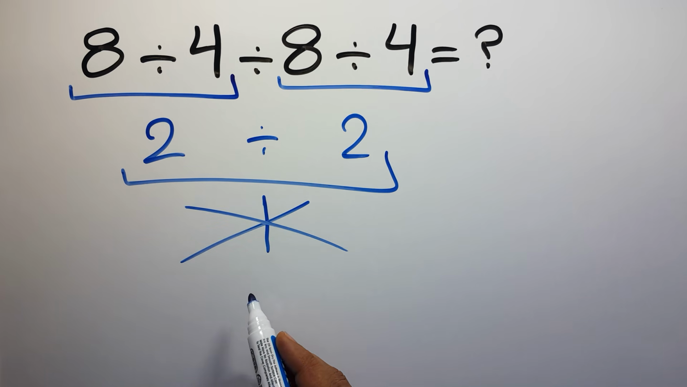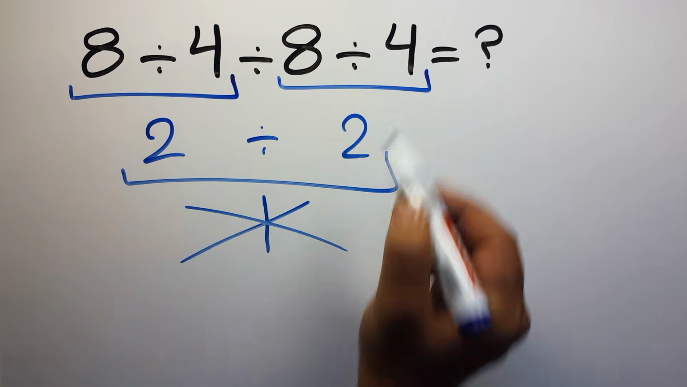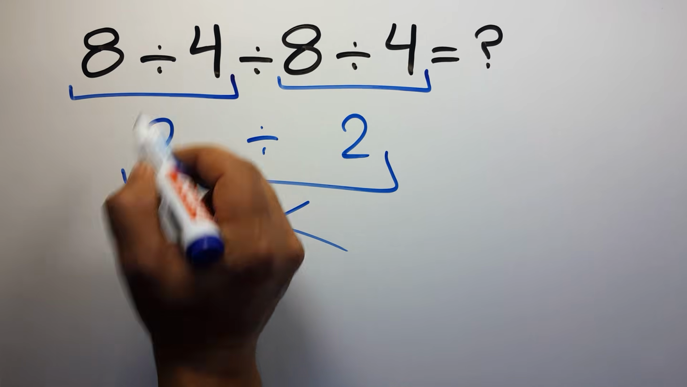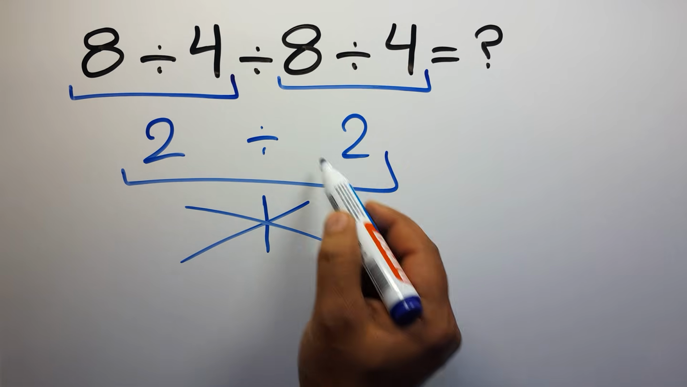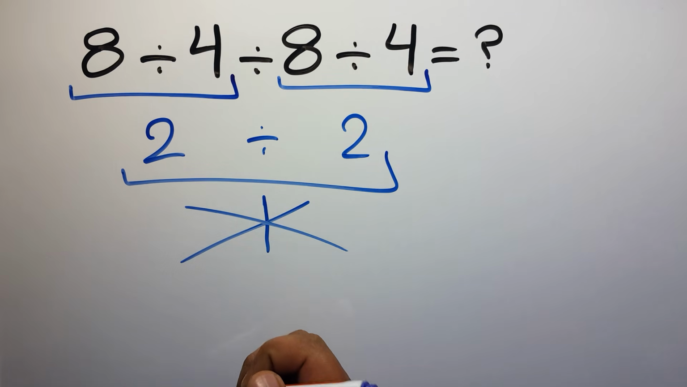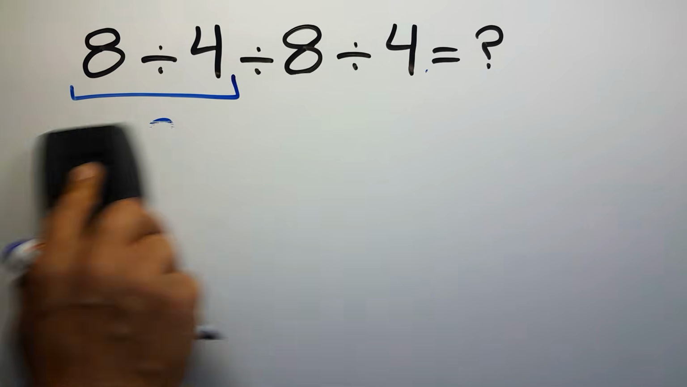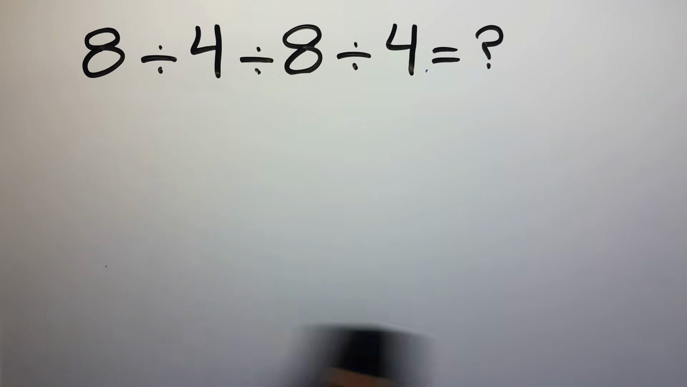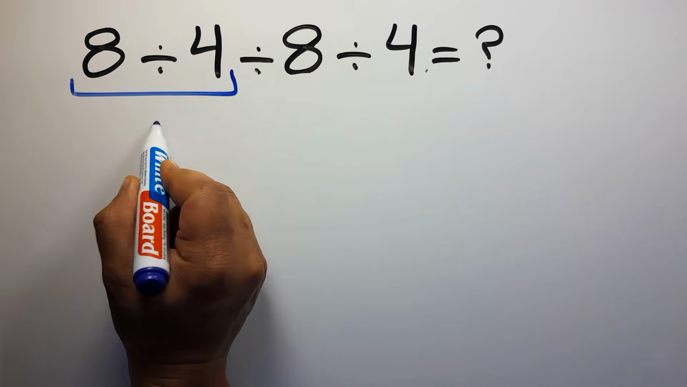Because according to the order of operations, when we have more than one division in an expression, we have to work from left to right. So here first we have to do this division, then this division, and finally this division. If we do this division before this division, it is wrong. So first this division, 8 divided by 4 gives us 2.